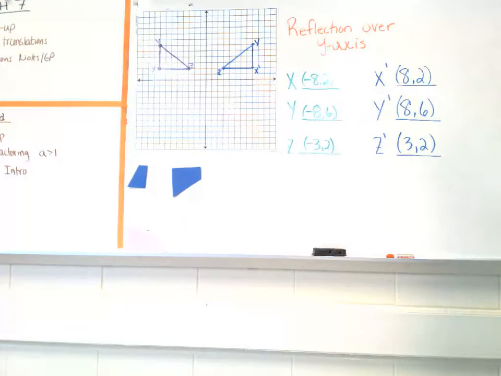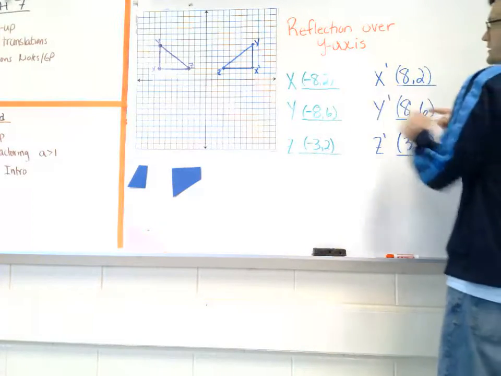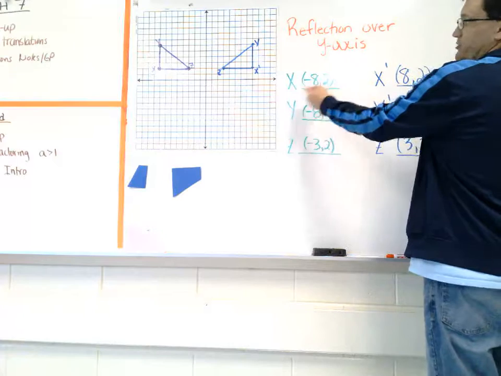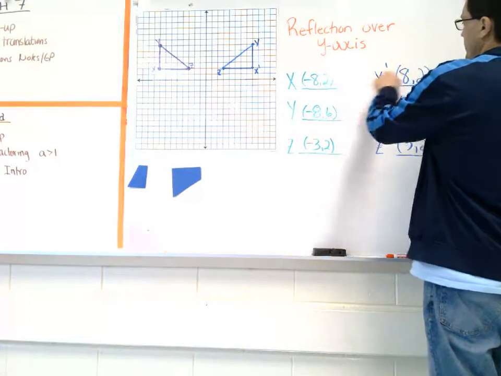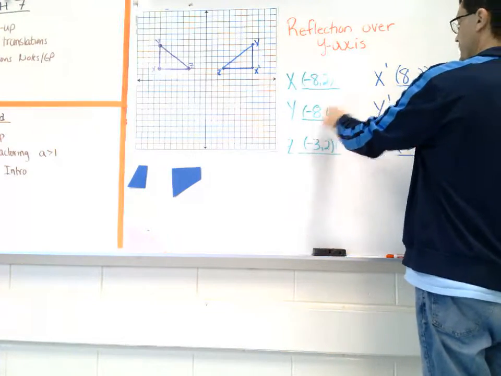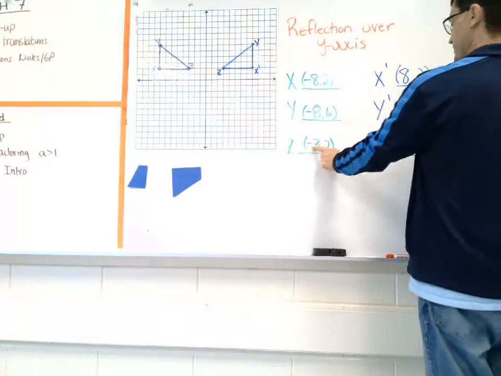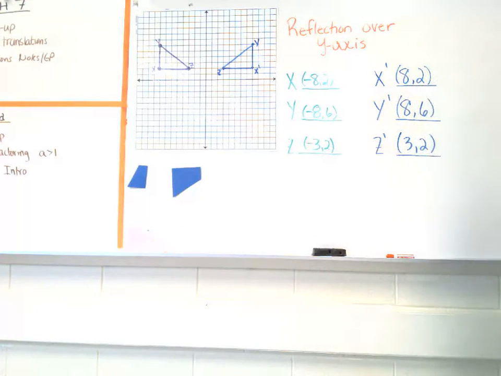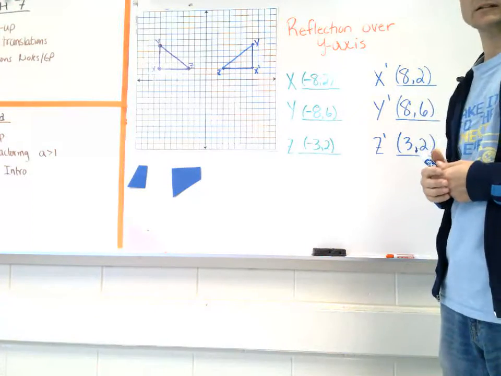Well, hopefully you notice it. But when you reflect something over the y-axis, look at your two x points. If you notice, when you reflect it over the y-axis, your x value of the ordered pair became its opposite. Same thing for your y. If you look at your 8, it went from negative 8 to positive 8. Negative 3 to positive 3. When you reflect something over the y-axis, your x values go the opposite.